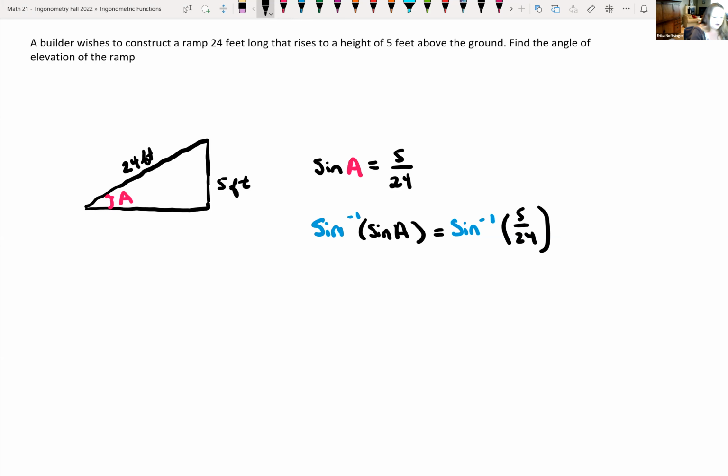I did that because I know that a function and its inverse, the composition undoes itself. And so sine inverse of sine A is just A, is equal to sine inverse of 5 over 24. So if we plug this in the calculator, sine inverse of 5 divided by 24, this gives me approximately 12 degrees.